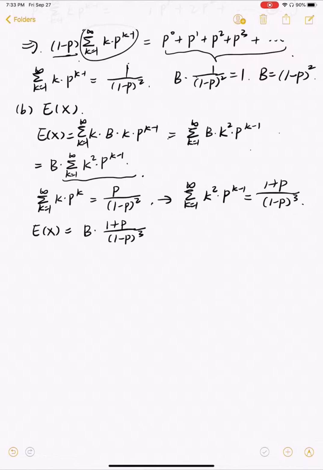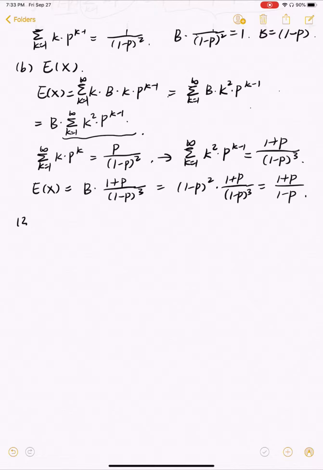We have known that b equals 1 minus p to the power of 2, so that the expectation of X equals 1 plus p divided by 1 minus p. Let's answer the second question. Look at the third question.